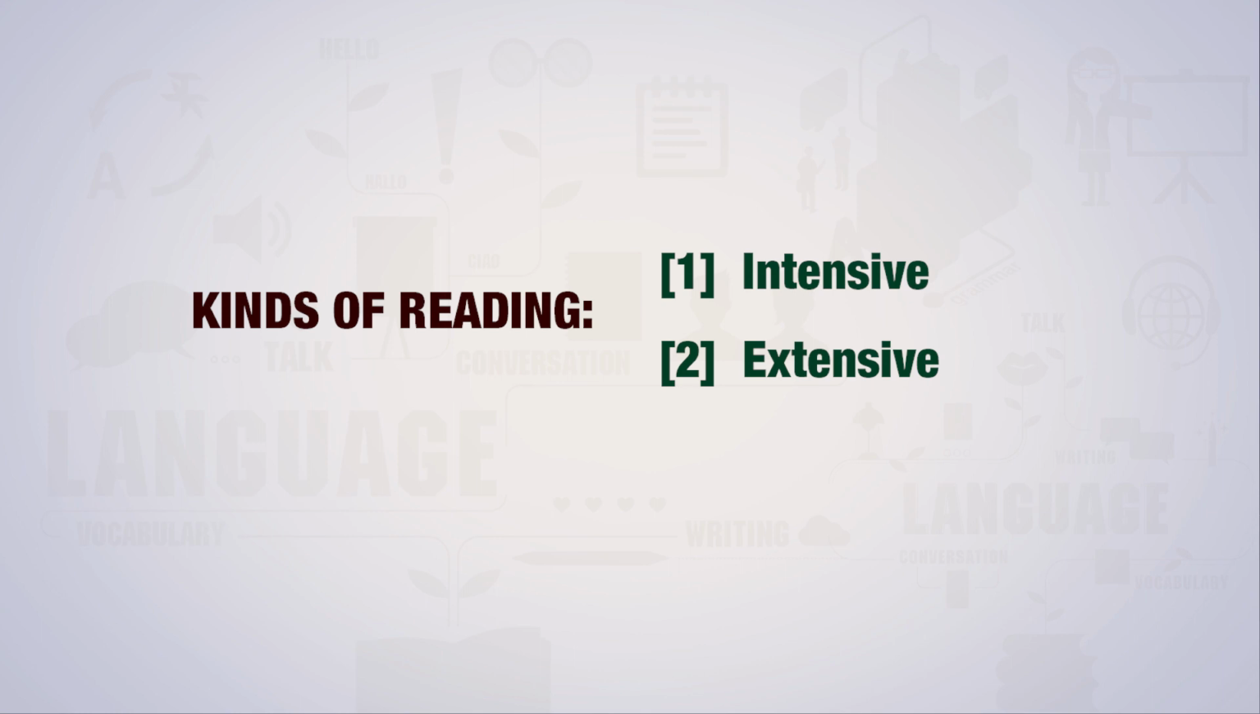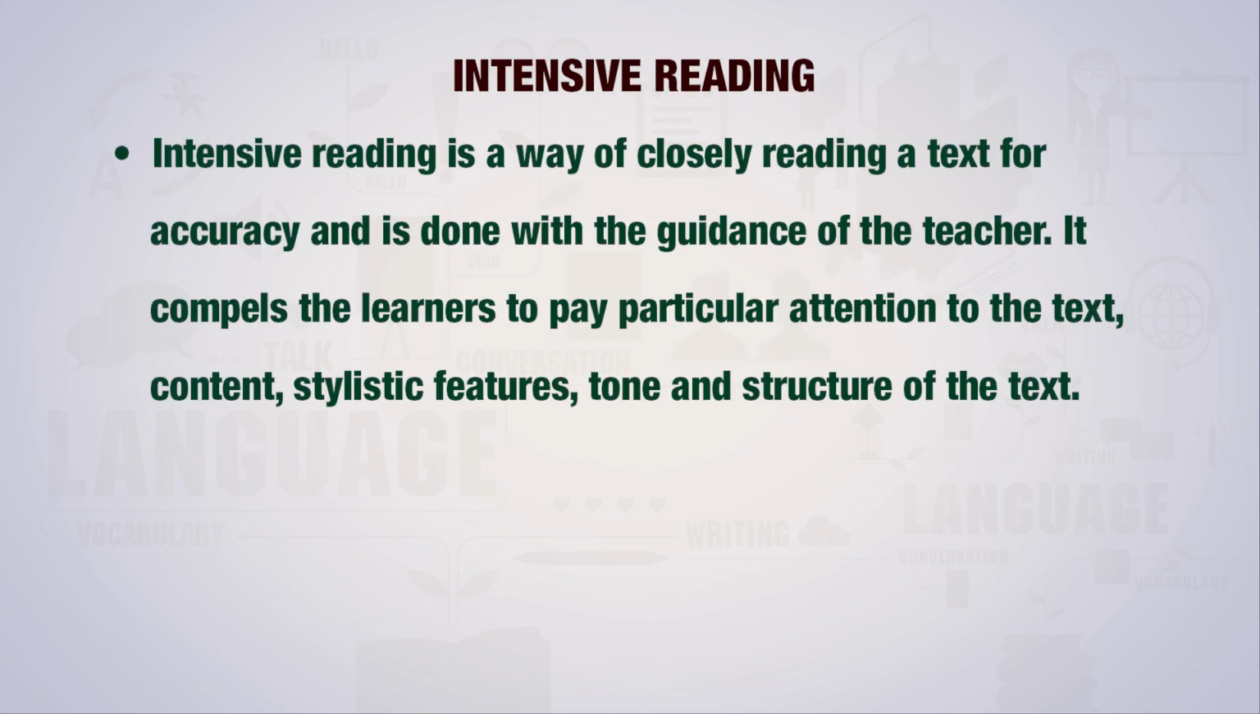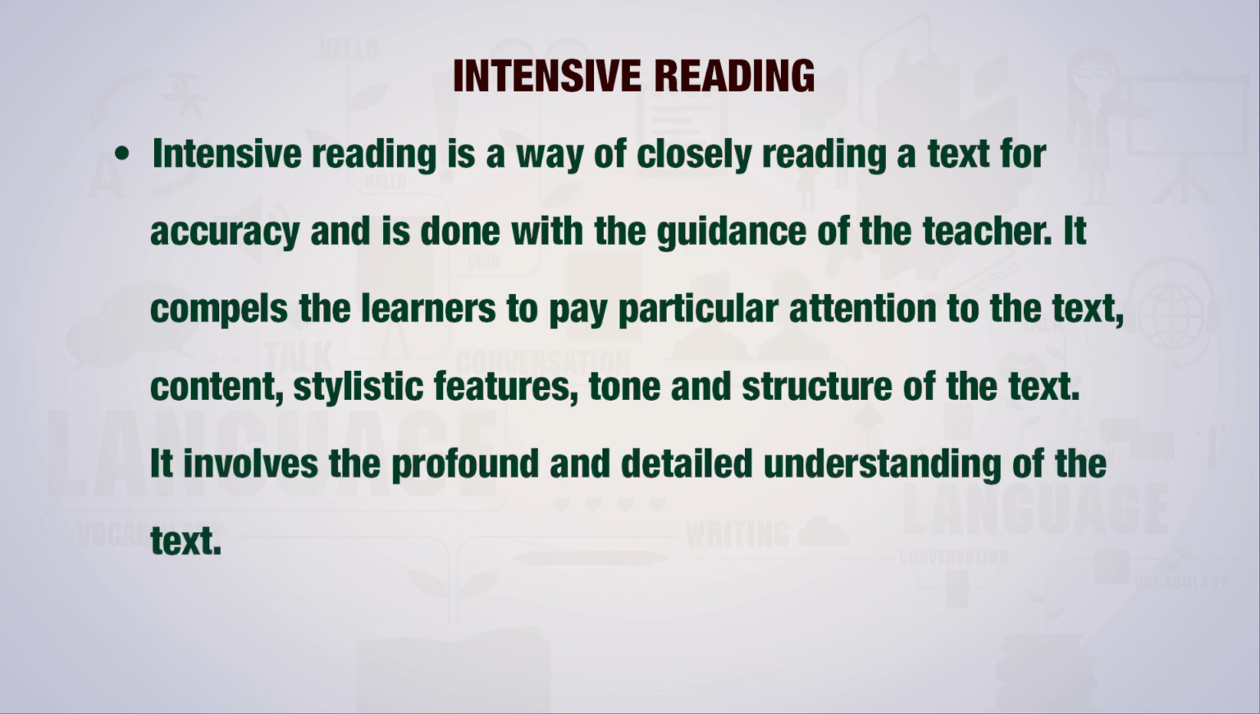To achieve the aims and objectives of teaching language through literature, reading must be of two kinds: intensive reading and extensive reading. Intensive reading is a close reading technique where we read a text for accuracy. This can only be done with the guidance of the teacher, because the teacher will tell the learner to pay attention to the text, to the content, to the style, to the tone, to the structure, to even the movement of the text, whether it is linear, whether it is circular. So this involves a profound and detailed understanding of the text.